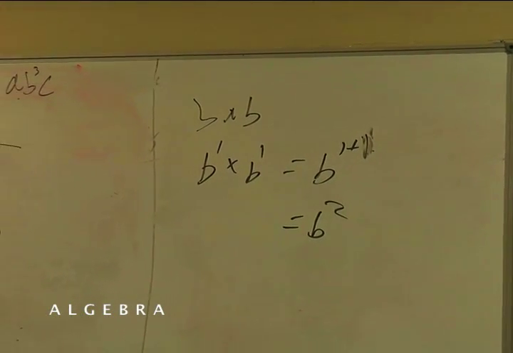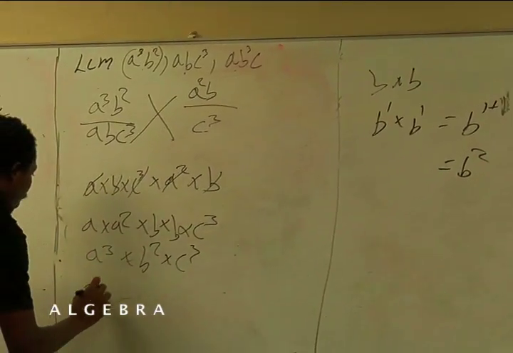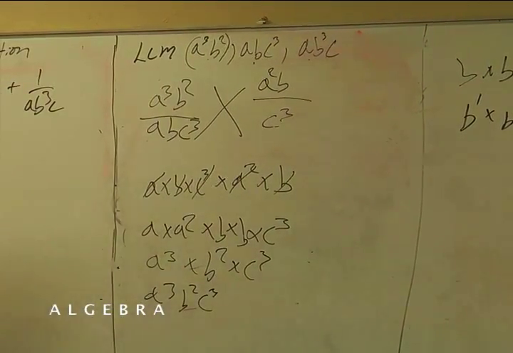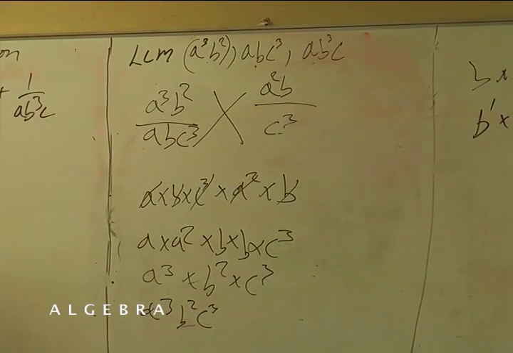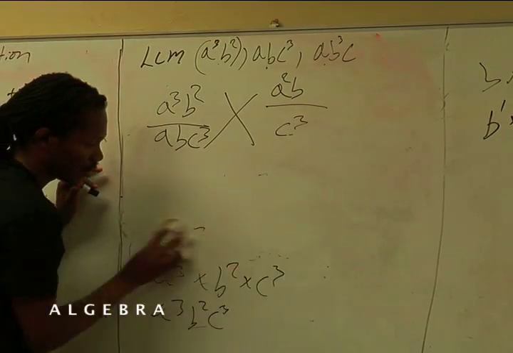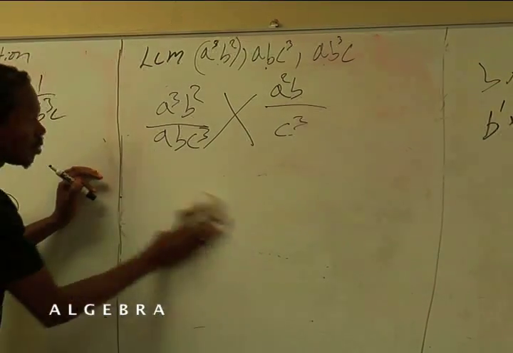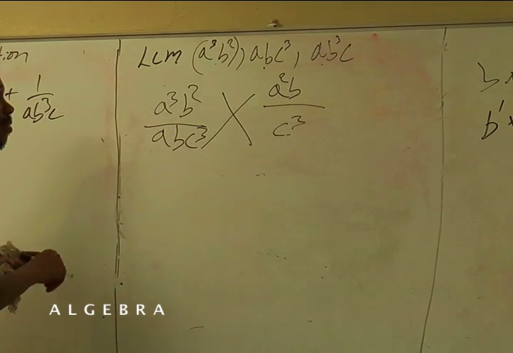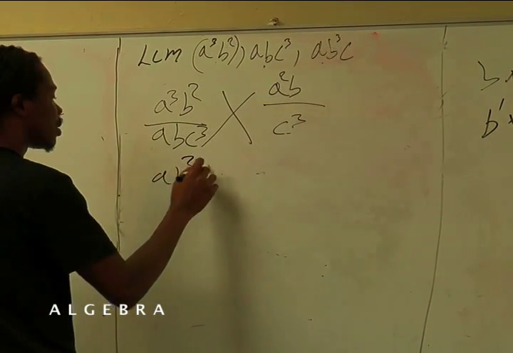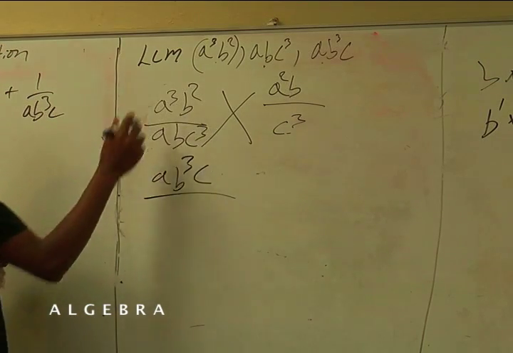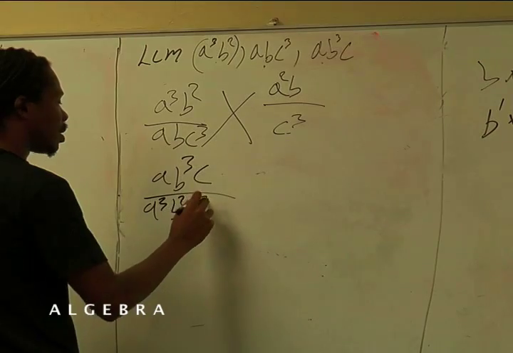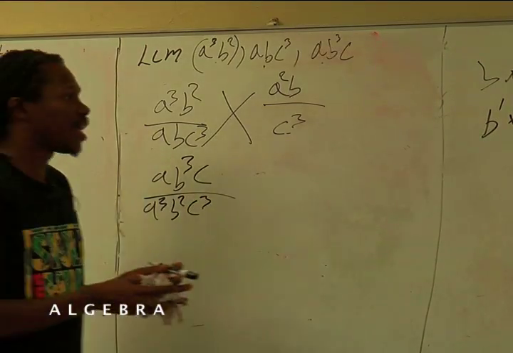Times B square times C cube equals A cube B square C cube. You see that? Everybody see that? But it doesn't finish yet because you have a third variable. So you're going to put this now. The third variable, A B cube C, over the answer for this, which is A cube B square C cube. You go back over here and do the same thing.